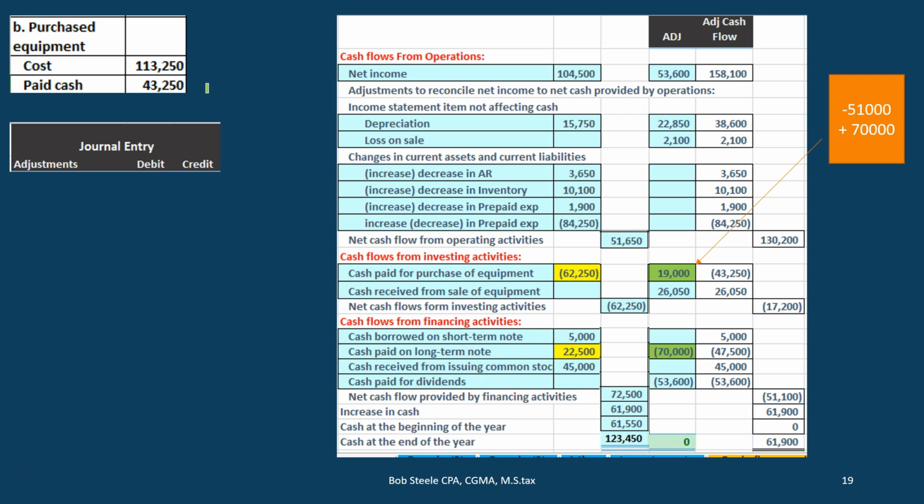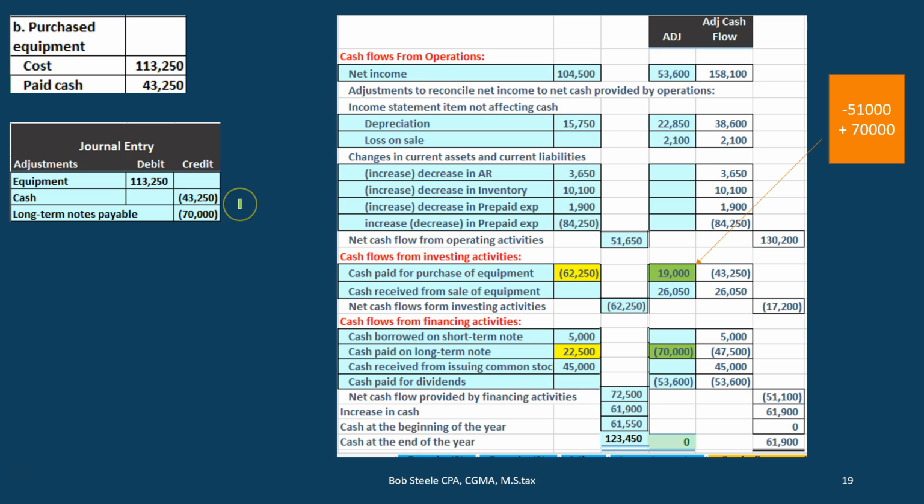So what must have been the journal entry? We can go dig through the GL and find the journal entry. We must have debited cash $113,250. I'm sorry, we debited equipment for the cost of equipment, $113,250, and we credited cash. That's how much we put down on the equipment. Then we financed the rest for the $70,000.